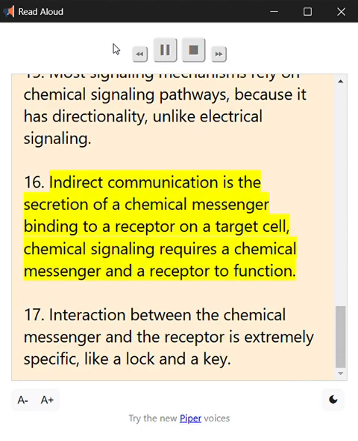16. Indirect communication is the secretion of a chemical messenger binding to a receptor on a target cell. Chemical signaling requires a chemical messenger and a receptor to function. 17.